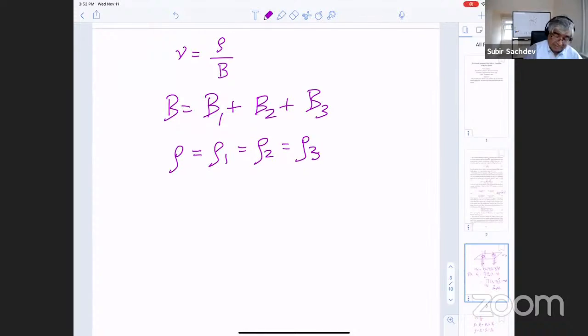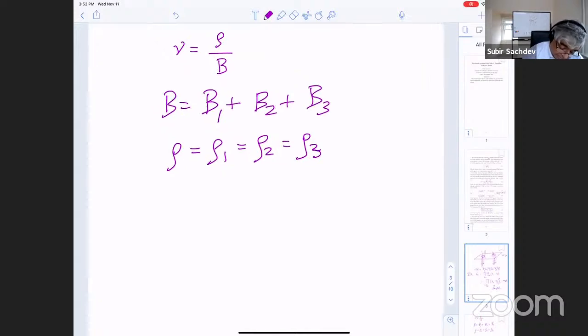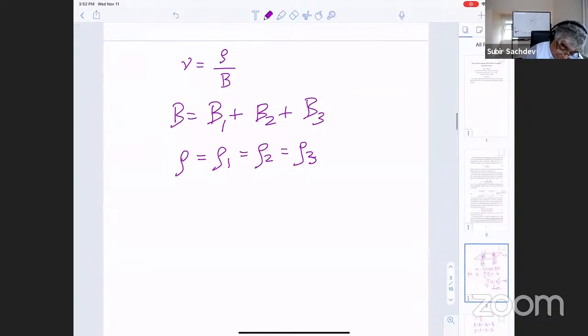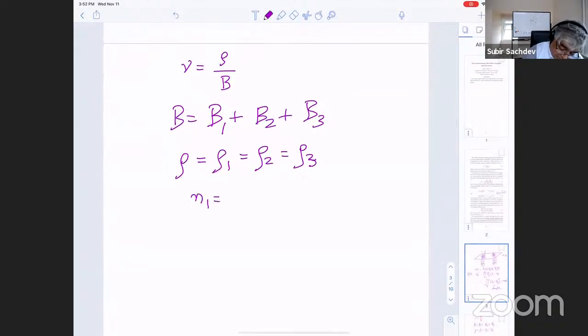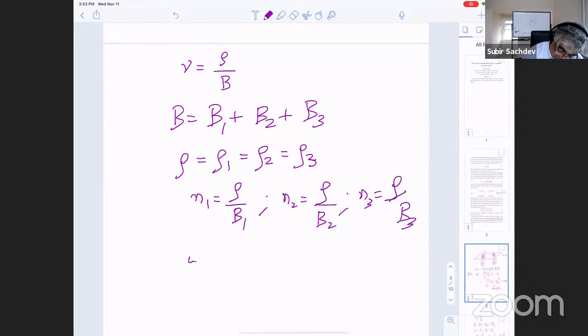And then you want the partons to occupy an integer number of Landau levels. So what we also want is N1 equals rho over B1, N2 equals rho over B2, and N3 equals rho over B3, with N1, N2, N3 integers.